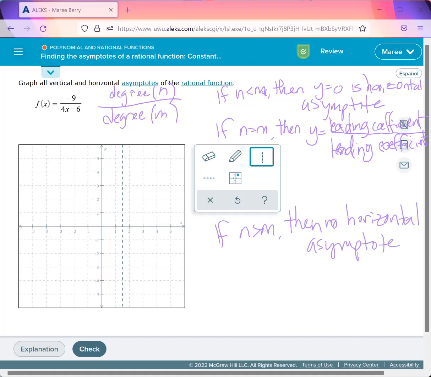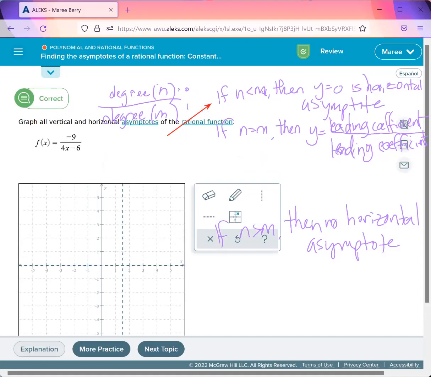Okay, so for this particular lesson, n will always be less than m, because they're giving a constant, which has degree of 0, and a linear function in the denominator, which has degree of 1. So our degree n is 0, and our degree m is 1. So y equals 0 will be our horizontal asymptote. Oopsies, I want to pick the horizontal every time.